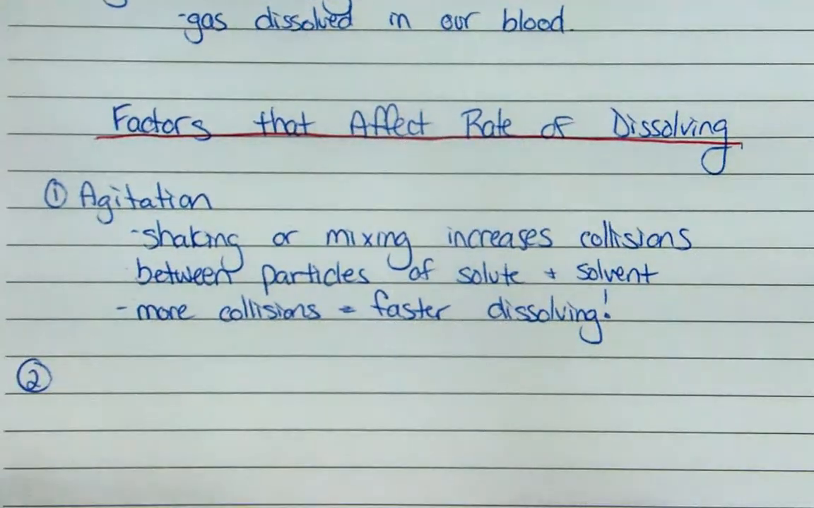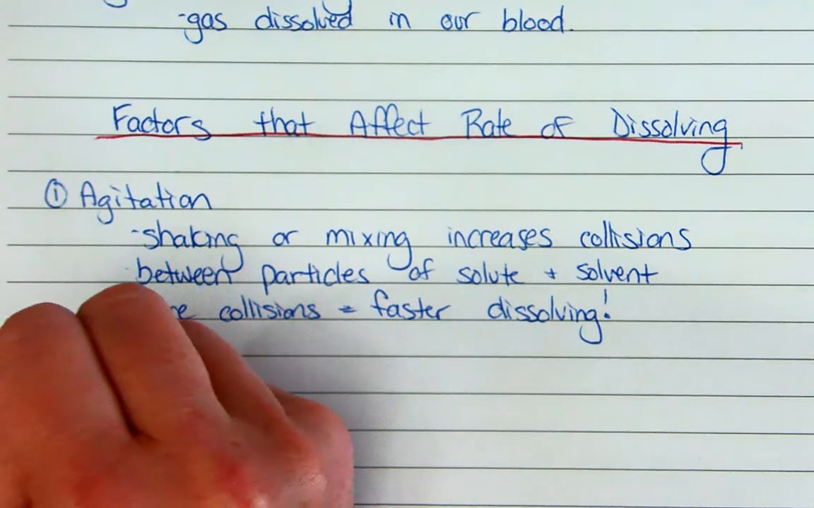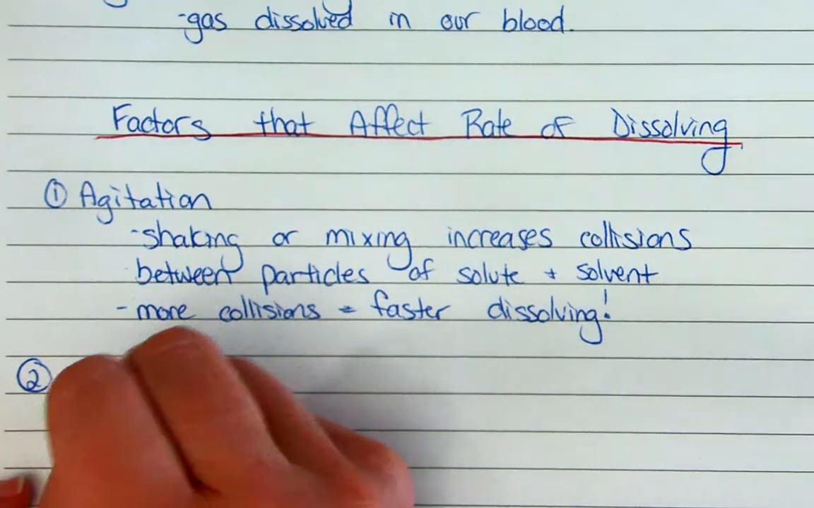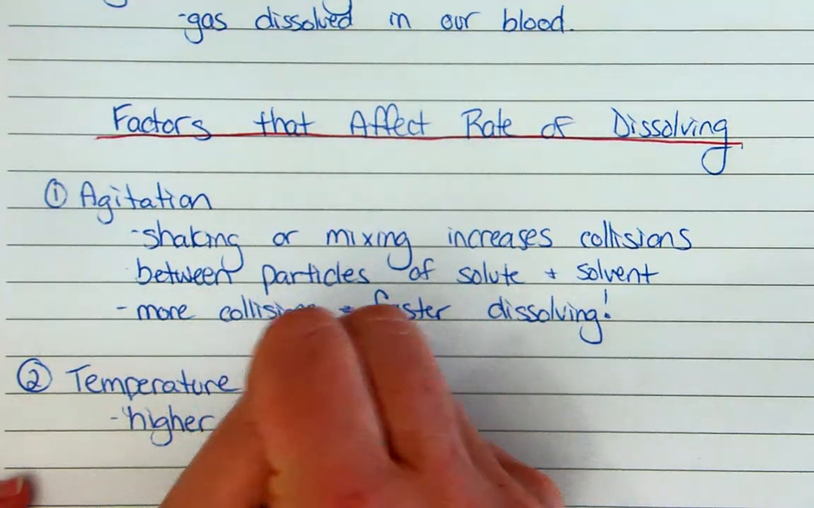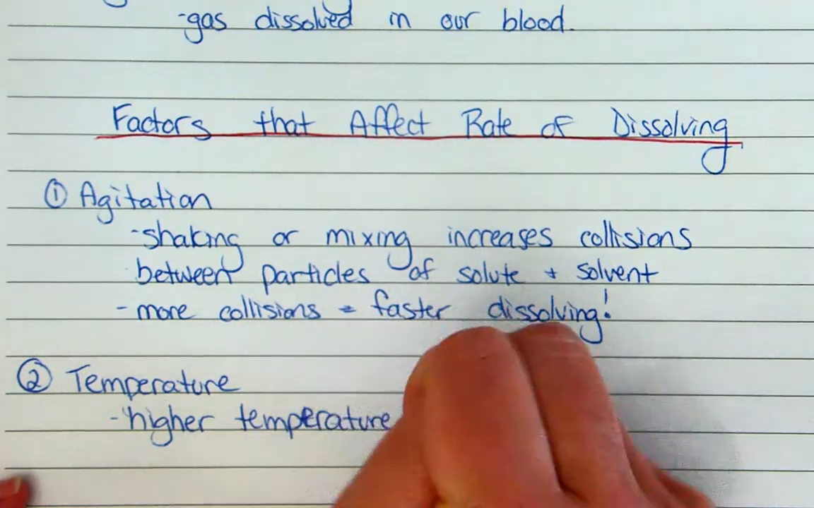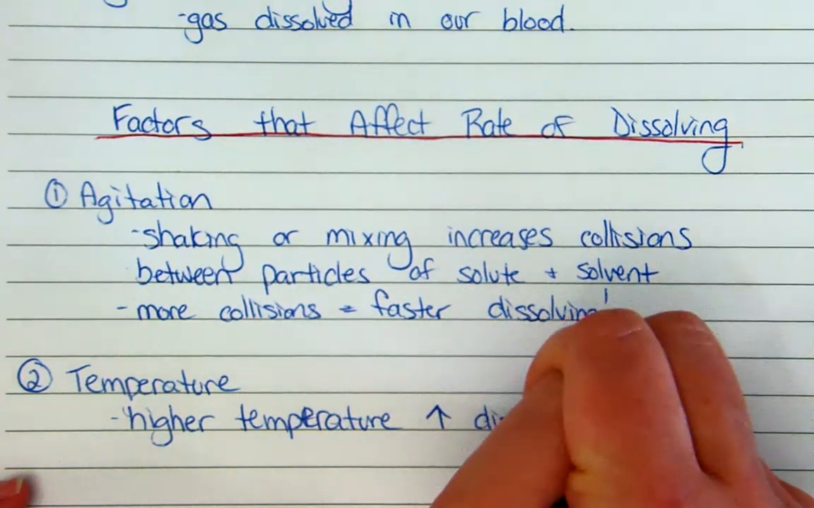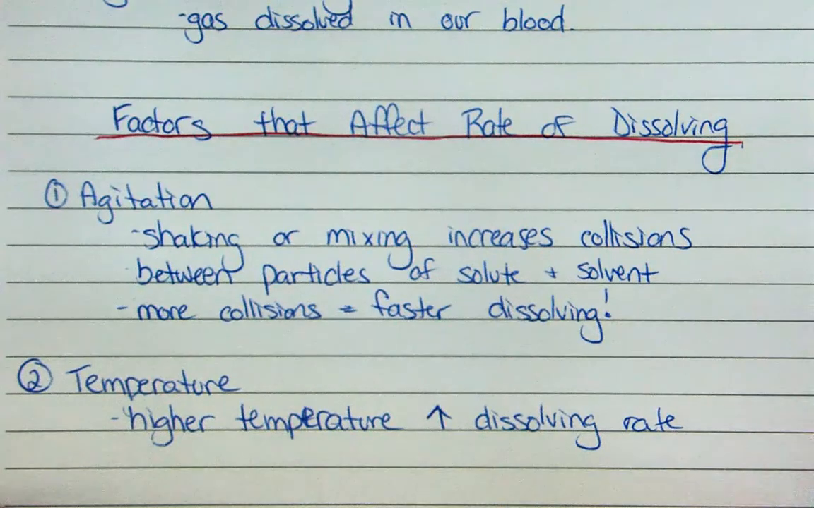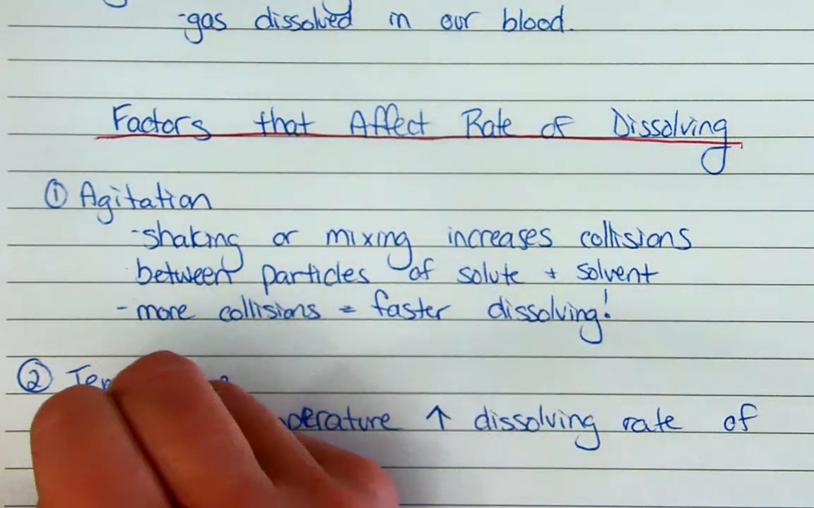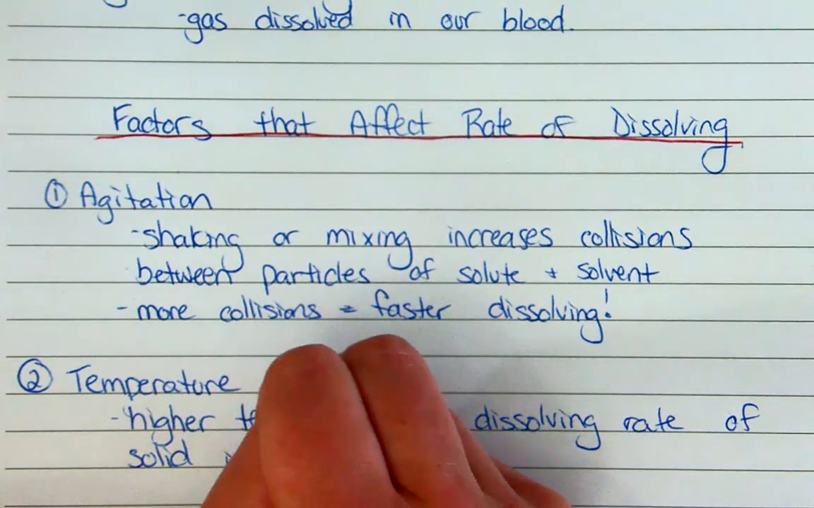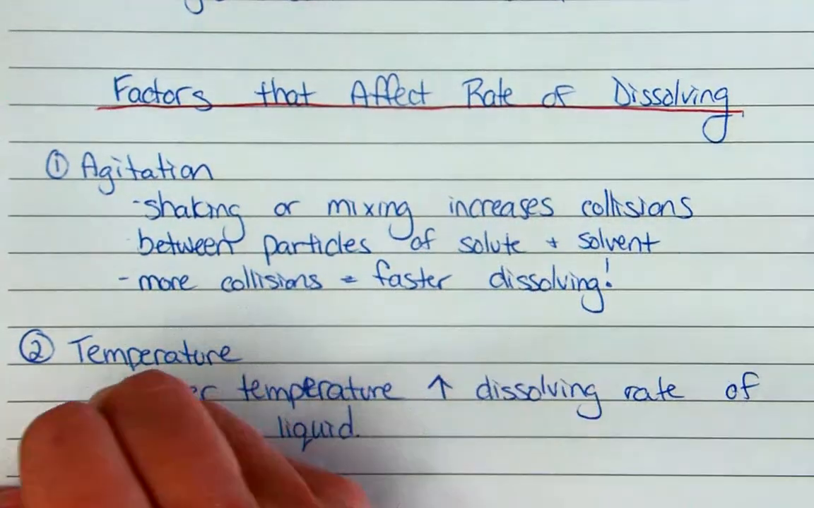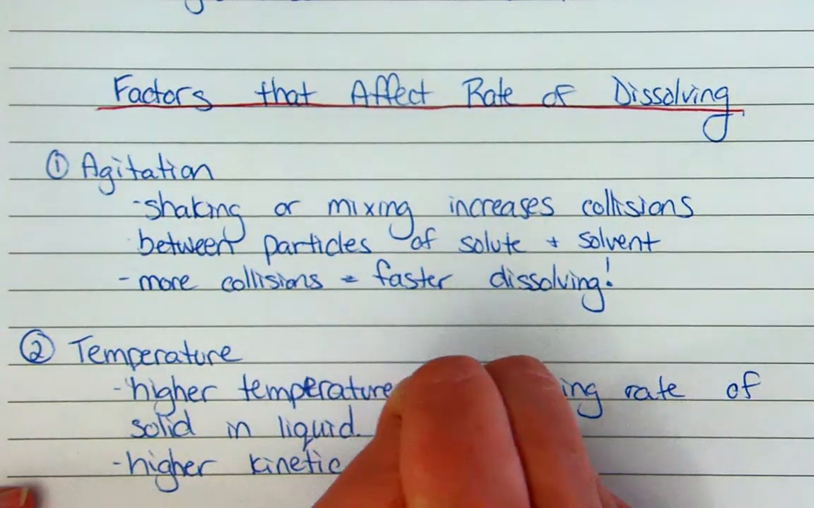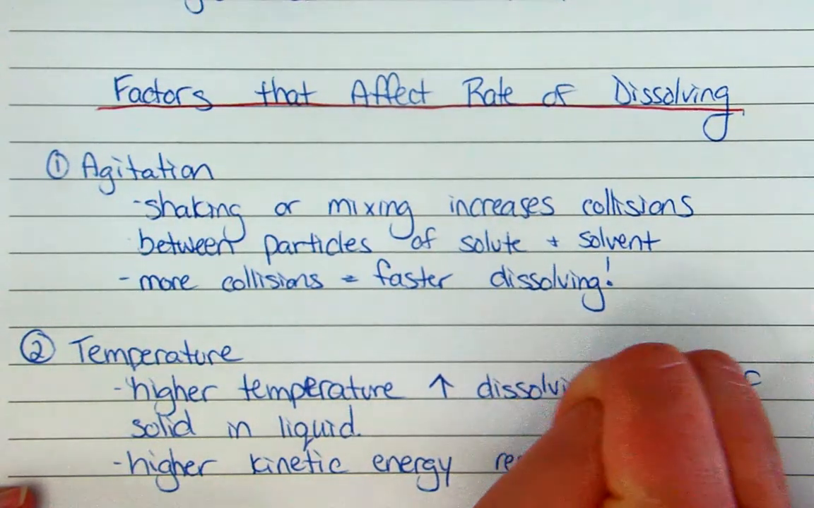Okay, how else do we speed up dissolving? Well, we've already talked about temperature. Higher temperature increases dissolving rate. And we're talking about dissolving a solid into a liquid. Can you guess why, based on what we've been talking about? That's right. A higher kinetic energy results in more collisions.